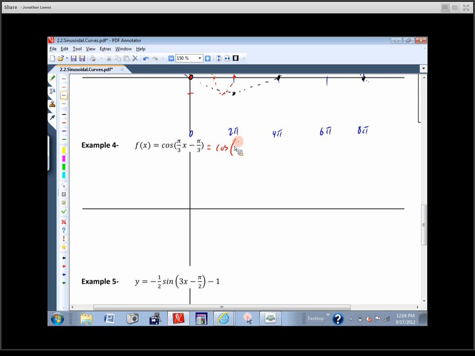So this is a cosine. Here's the period change factor. You can get that right by looking at it, but most people can't get the phase shift right. So the phase shift on this one is?